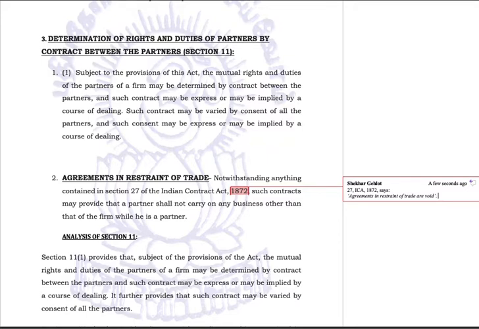But there we have Section 11 of the Partnership Act, which provides an exception to Section 27 of the Indian Contract Act.